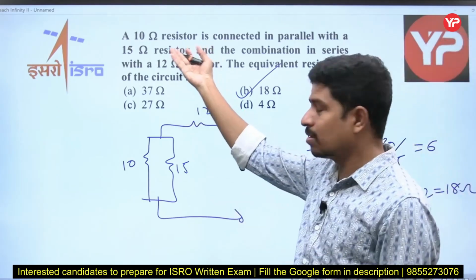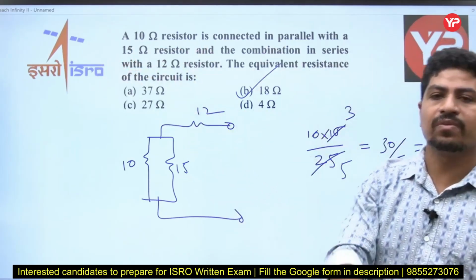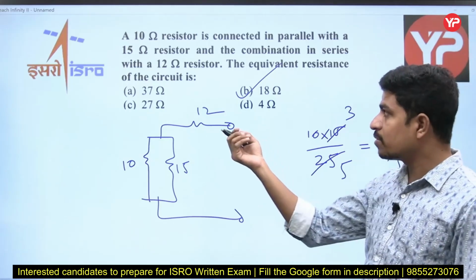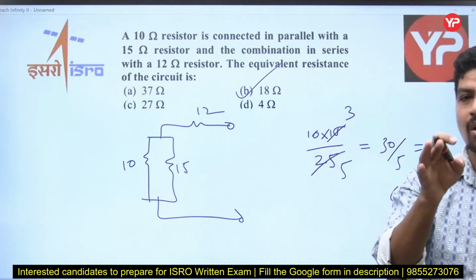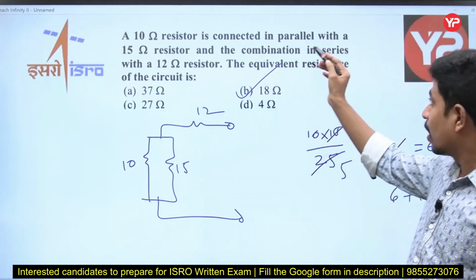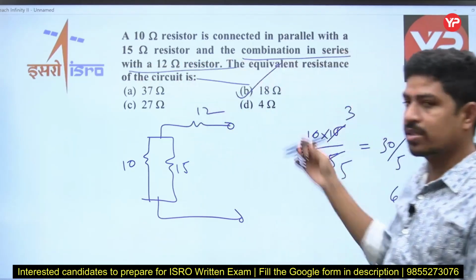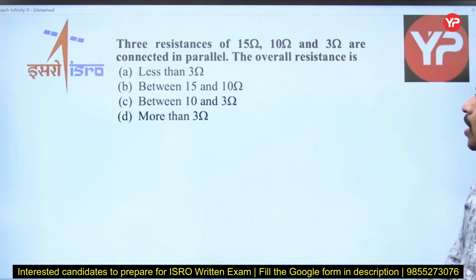Direct. Most of these questions, 50% of the questions here, are previous ISRO questions. Don't think that we are dealing with simple questions. Questions are simple but logical and easy. Some people may get confused about this combination of resistances. Okay. Let's go to the next question.